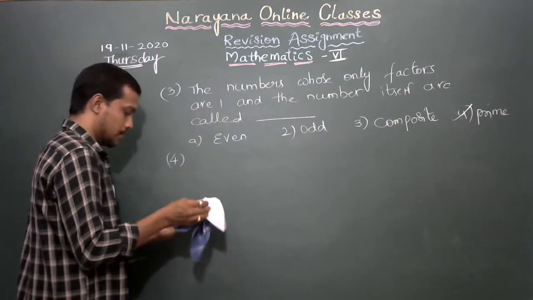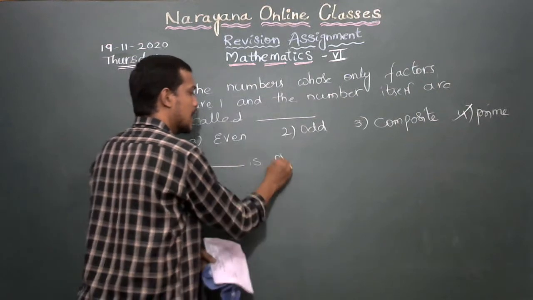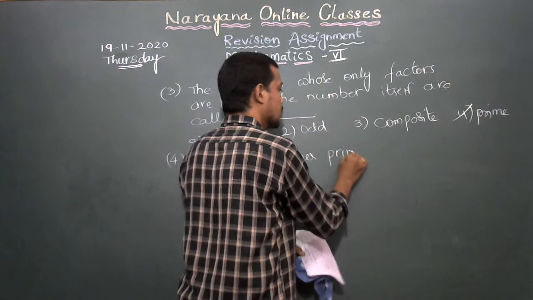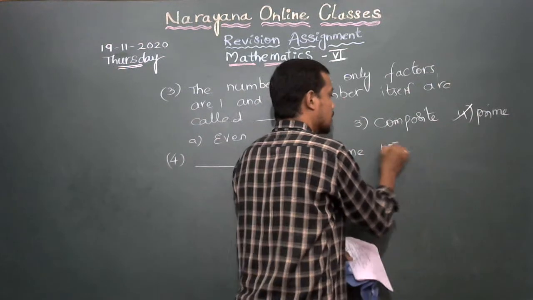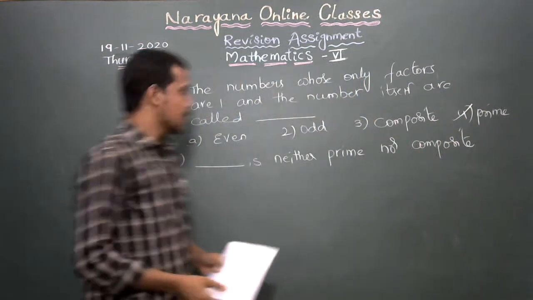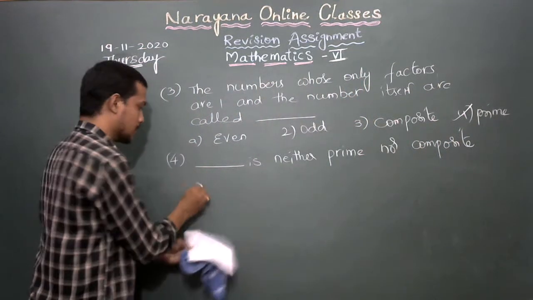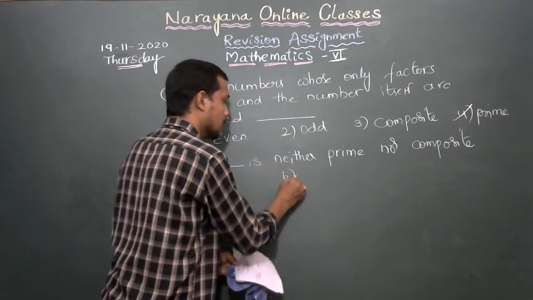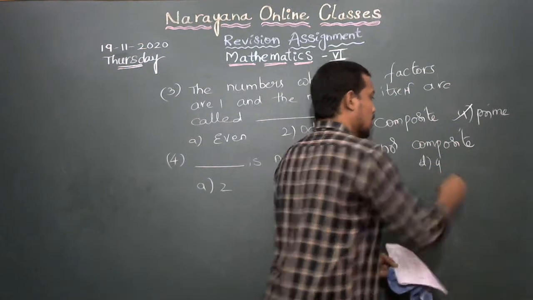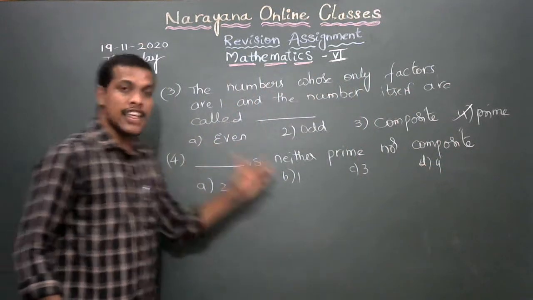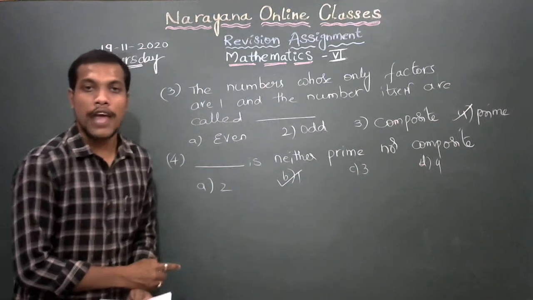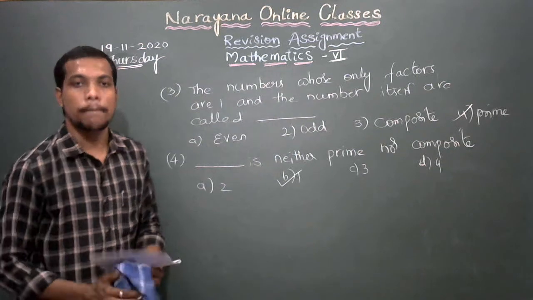Now move to the fourth one. Dash is neither prime nor composite. Options: 2, 1, 3, 4. Dash is neither prime nor composite number means here 1 is neither prime nor a composite number.